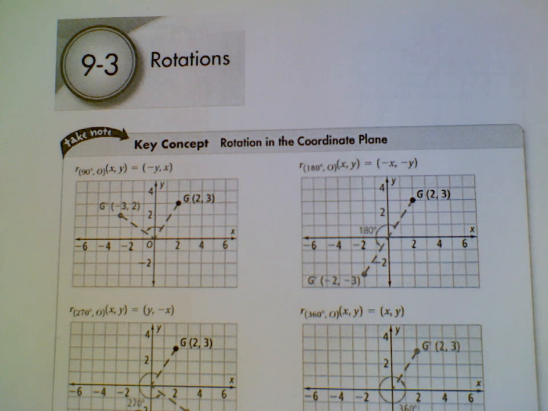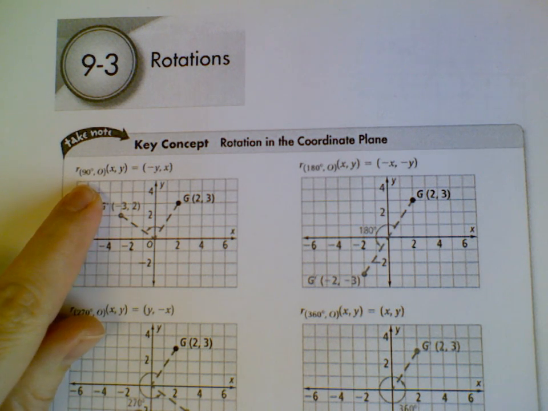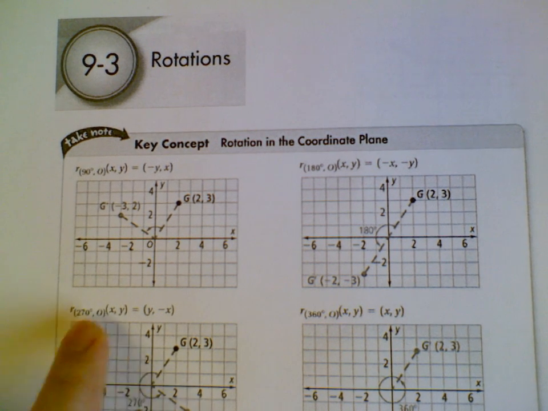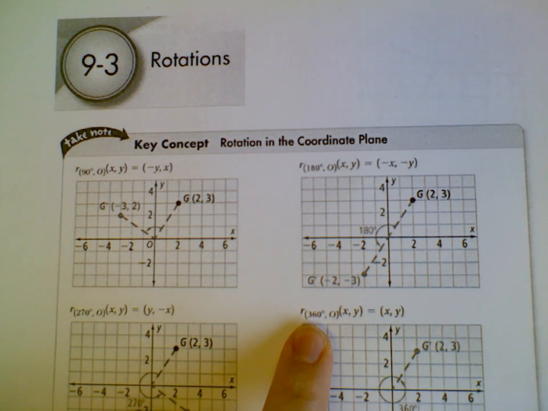9.3 is where we're going to work on rotation. So far we've done translations and reflections. So now we're doing the last transformation, which is a rotation. So we're going to focus on the four main types around a unit circle. So we're only going to be doing 90 degrees, 180 degrees, 270 degrees, and 360. So we're only going to be doing increments of 90.